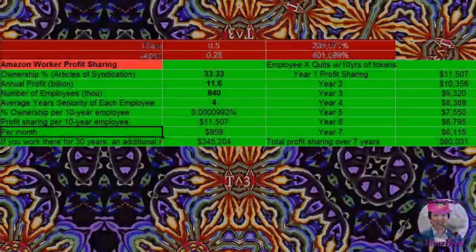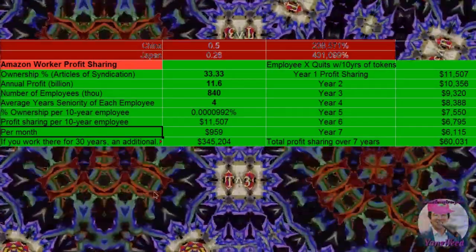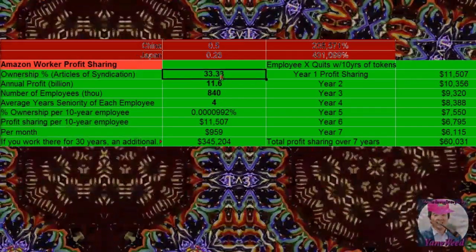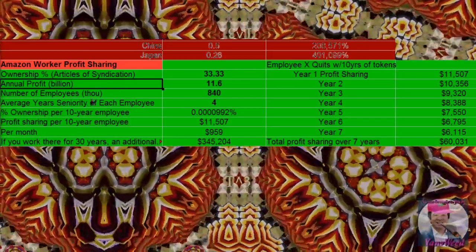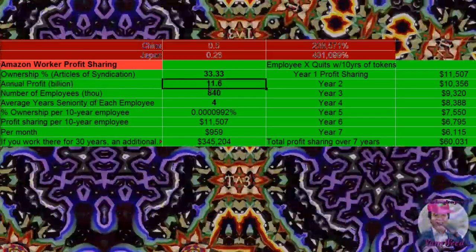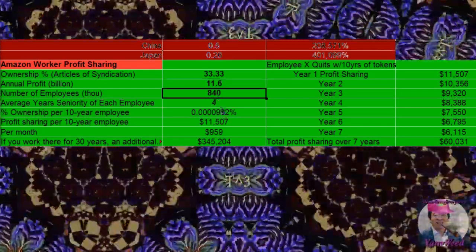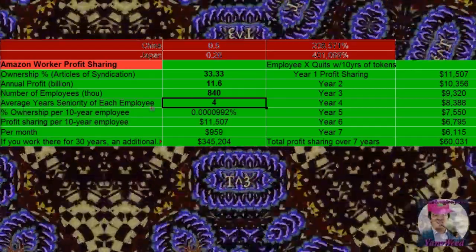Hello. Here is some bonus math regarding the articles of syndication and the hand. This is the hand specifically. So this is your ownership percentage of the hand. This is Amazon. This is public data from Wikipedia. This is their annual profit, 11.6 billion. Number of employees, 840,000. This is a guess, average years of seniority for each employee.